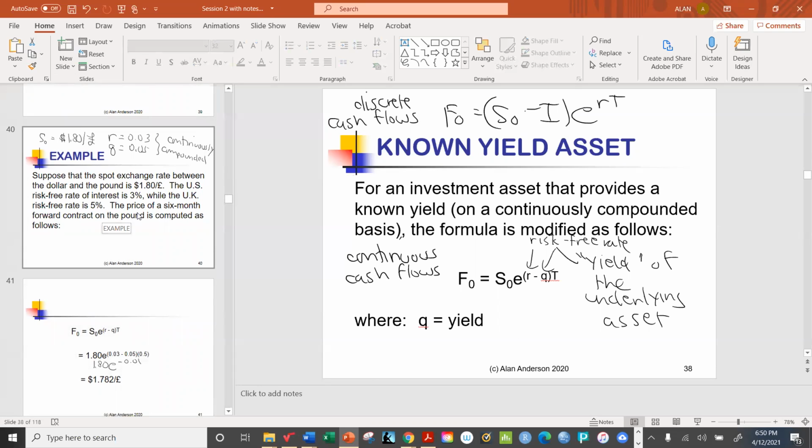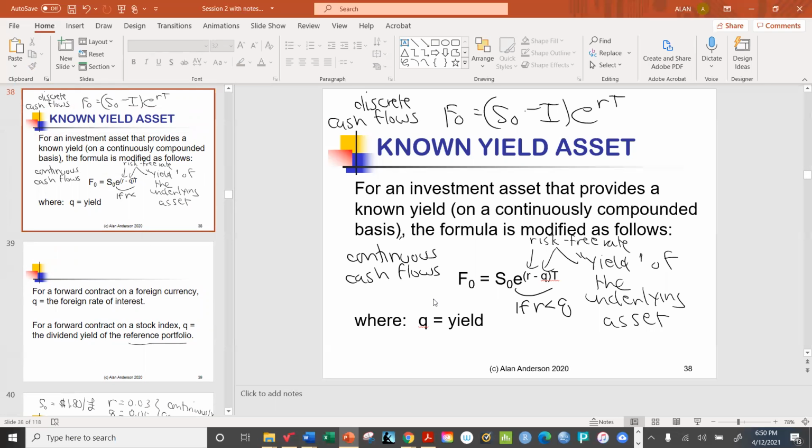Just a question, if you don't mind. In this case, the risk-free rate should be always greater than the yield of the underlying asset. It doesn't have to be. No, not necessarily. R can be greater than Q or less than Q. If R is less than Q, then e to the (R minus Q)T will be less than 1. And that means that F will be greater than S. That's all. So there's no need for that to be the case. It might be the case, but it doesn't have to be. Oh, got it. You don't have to assume that. Okay, gotcha. Thank you. All right, sure.